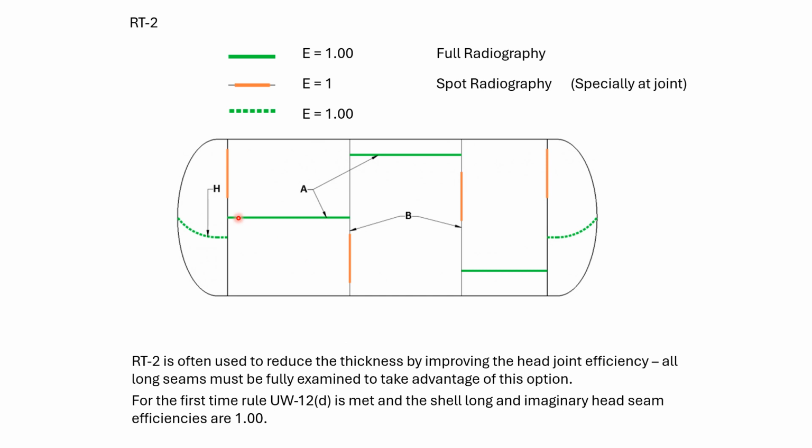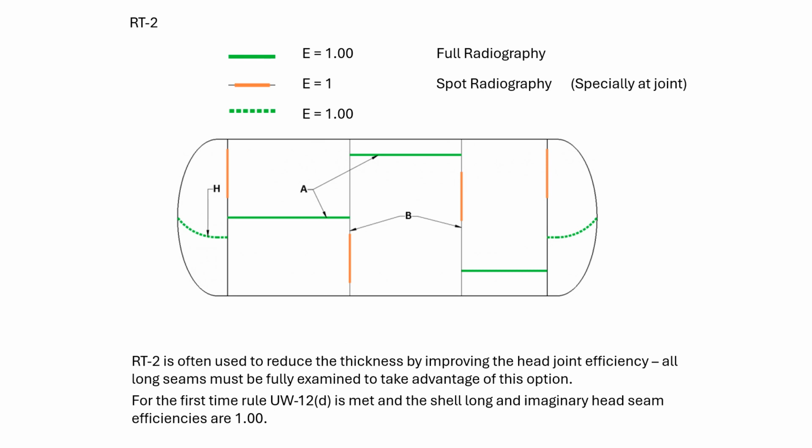So what happens here? In this joint, if you see category A, in category A you will do full radiography. This is also category A, but this is the circular seam, and this is called the long seam. In the circular seam, you will do spot radiography here and here, but you can take this efficiency as 1. That is the benefit of doing RT2.